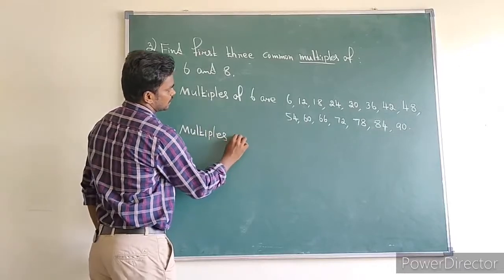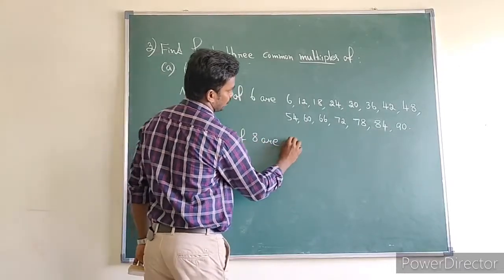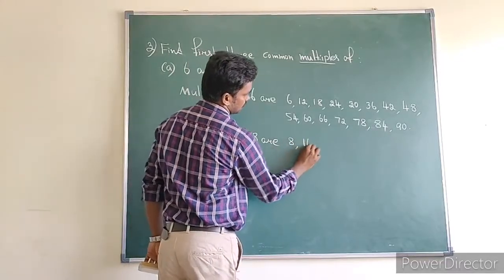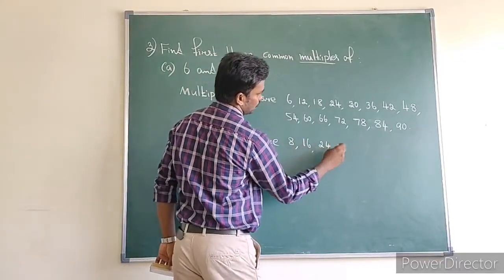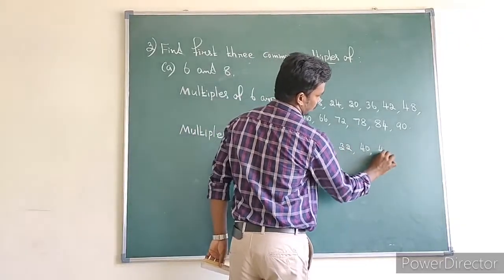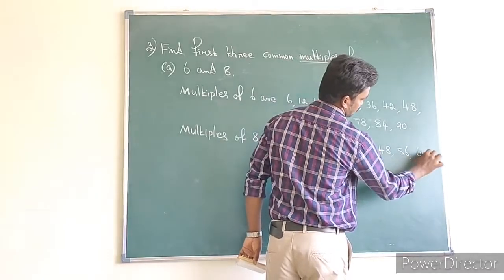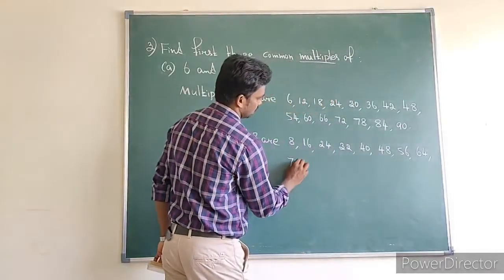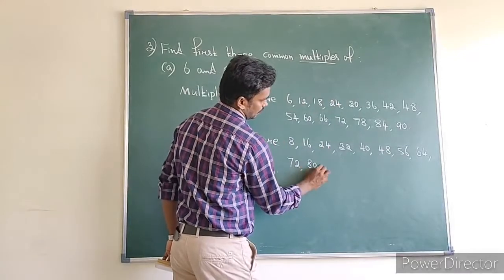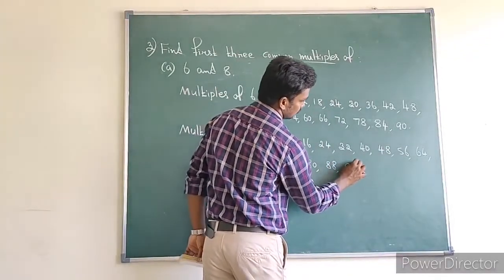What are the multiples of 8? 8, 16, 24, 32, 40, 48. What are the other numbers? 56, 64, next 72, 80, 88 and 96.